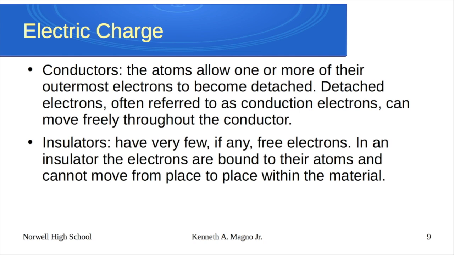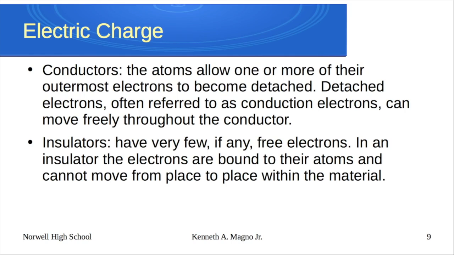One other thing we're going to be talking about a bit is the idea of things that can conduct and things that insulate electricity. So if the atom allows one or more of their outermost electrons, those valence shell electrons, to become detached, we start to call those conduction electrons, because they can freely move throughout the conductor. They can get passed along from one atom to the next atom, and we can pass some charges along. Okay, we can conduct electricity, we can conduct charges.